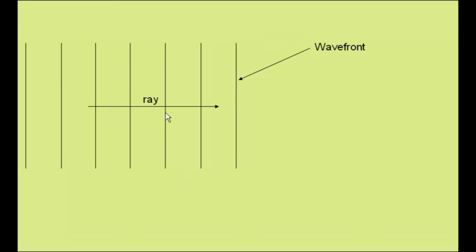For example, we could have a water wave travelling from left to right like this, and we could represent it by having a line for each peak, for instance. These then would be wavefronts. Alternatively, it might suit us to have an arrow like this showing the direction of travel of the wave. This we call a ray.